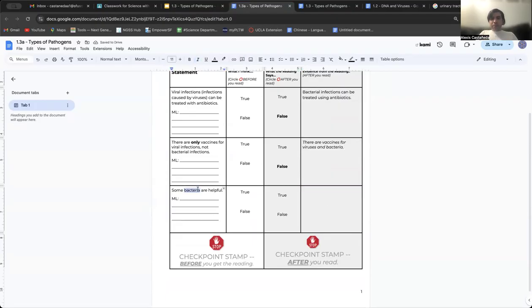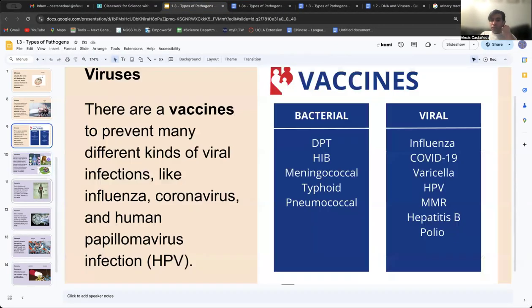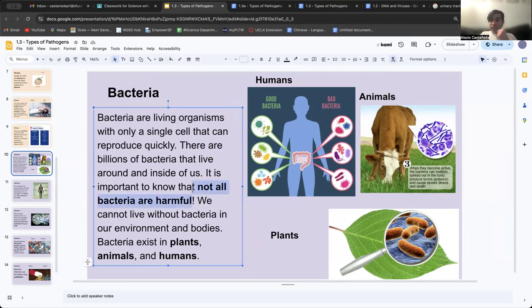The last statement here is some bacteria are helpful. So most people, when you hear the word bacteria, maybe it makes you think of something that is bad, something that's going to make you sick. And that is true. Some bacteria are harmful, but a lot of them are actually very, very helpful. Again, we need bacteria to help us do all the things that we need to do. We cannot digest our food without bacteria. Plants cannot get energy from the sun, cannot grow without bacteria. Animals cannot eat plants, cannot do all the things that they do to provide us with food without bacteria. So bacteria are actually really, really helpful sometimes.